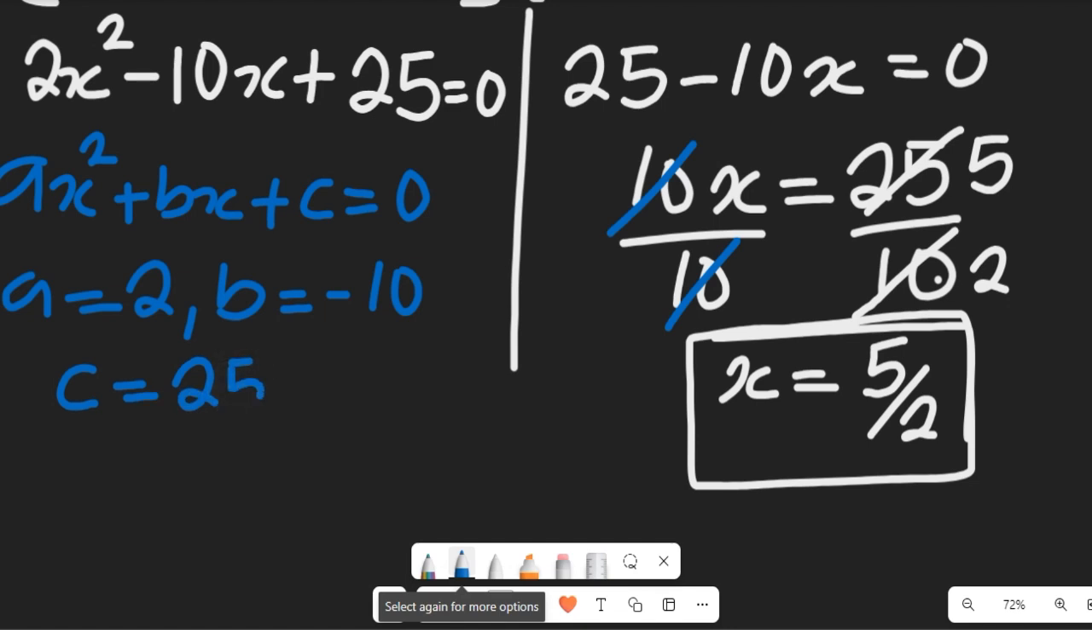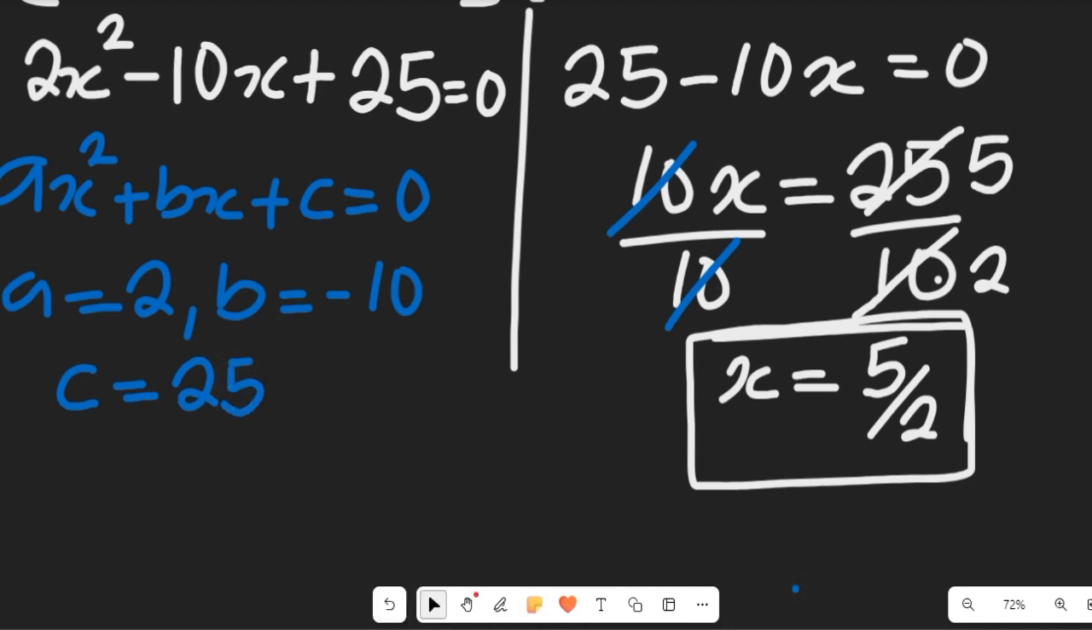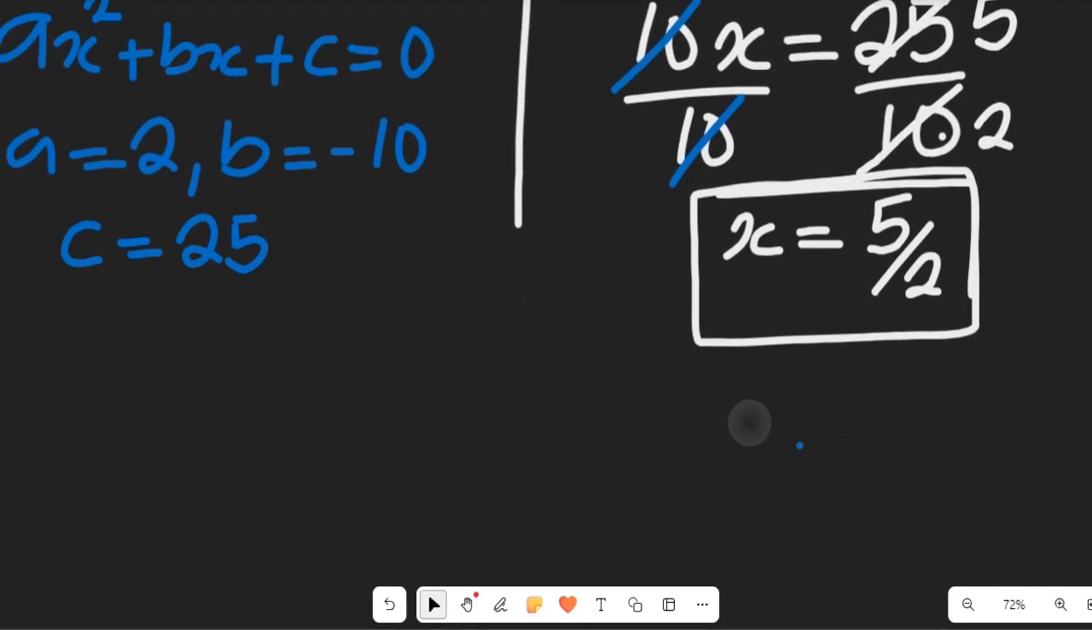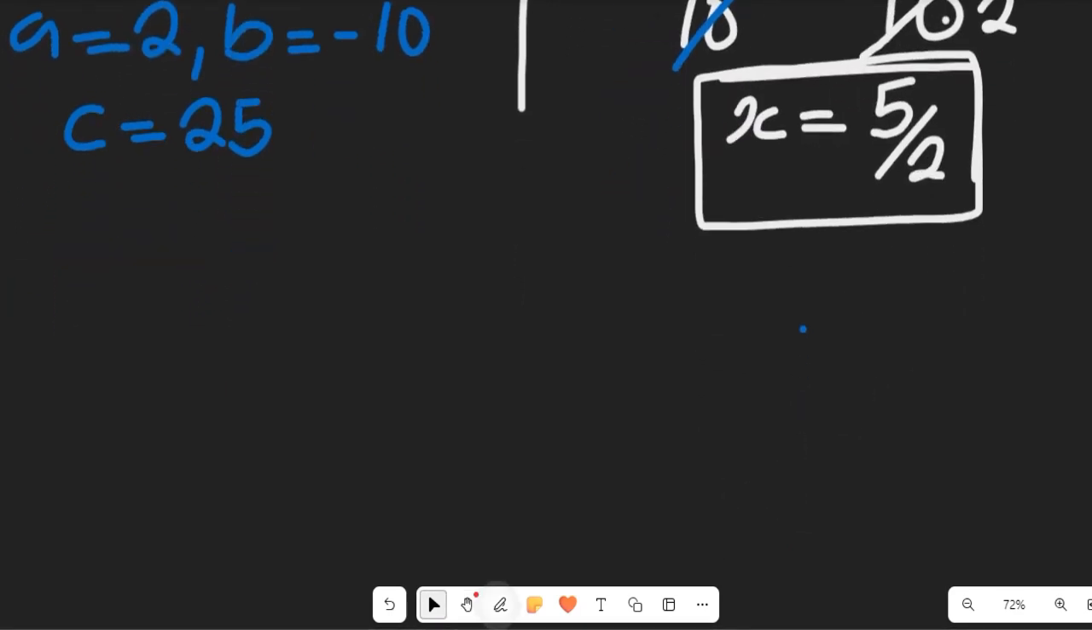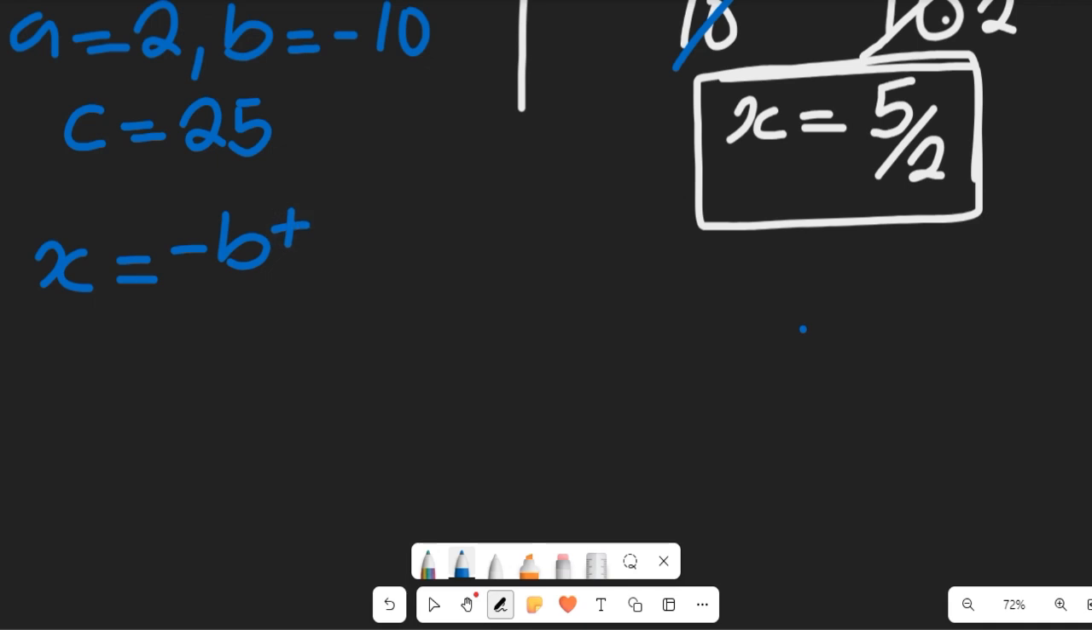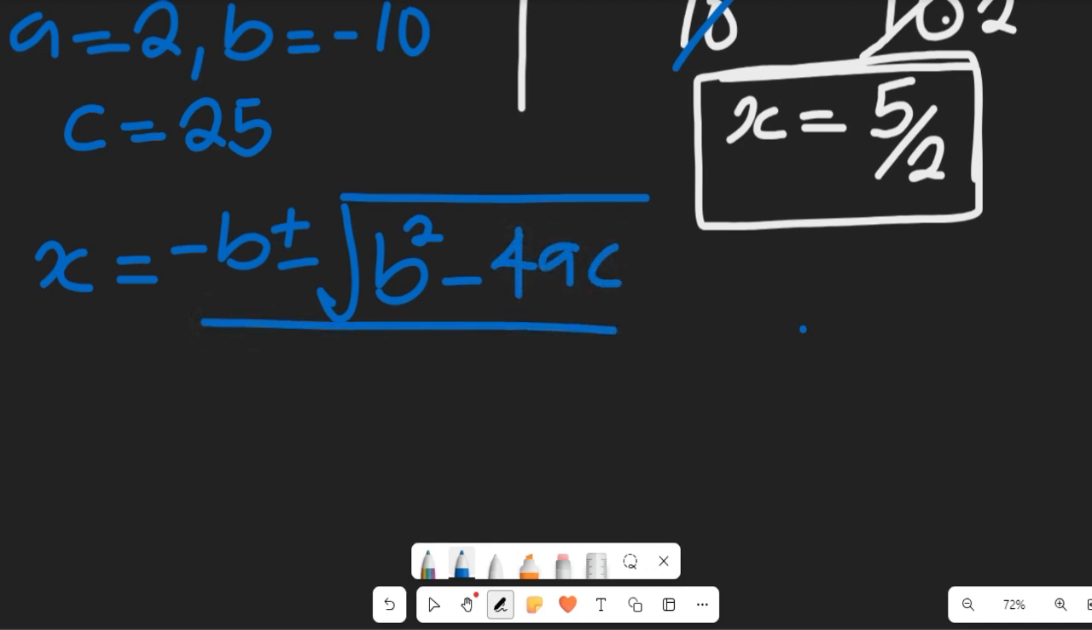So what do we do from here? Using the quadratic formula, we can simplify this to get the other two solutions. We'll find that the value of our x can be equal to negative b plus or minus the square root of b squared minus 4ac, all divided by 2a.